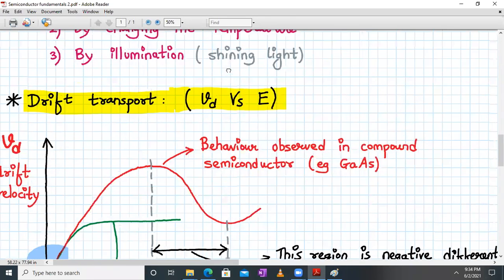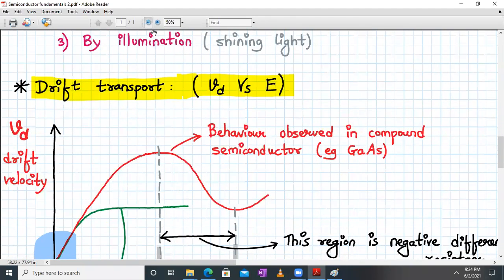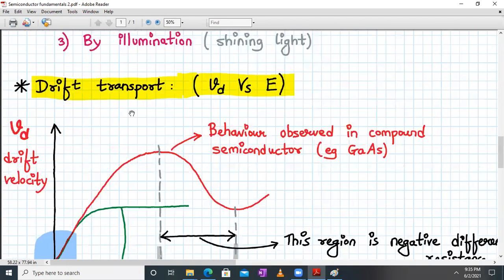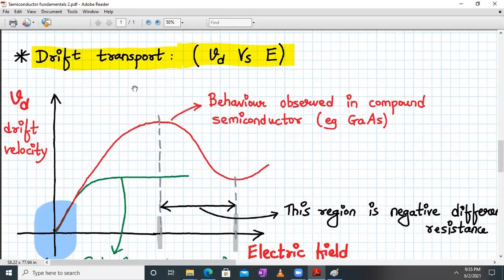Now next, let us study a very, very unique concept of drift transport. In the first session we talked about mobility, so we will come back to it over here. Okay, let me change this to 40%.